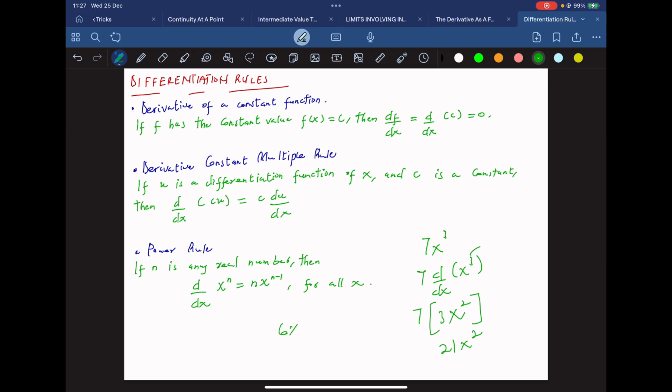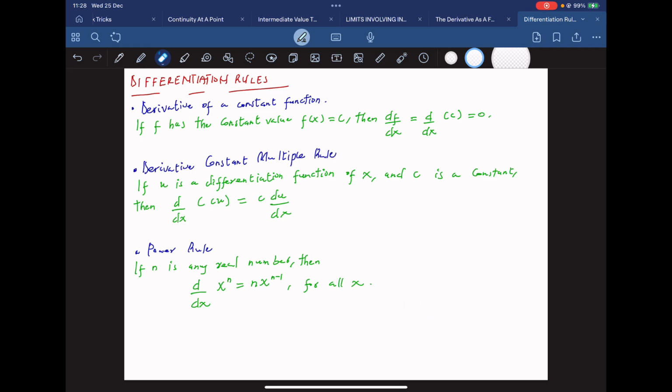So if we have 6x to the power -3 and you're differentiating, the -3 comes down to multiply 6. Then you subtract 1 from the exponent. Remember, so this is -4. So you have -18x to the power -4. So we are going to use these differentiation rules to solve some examples.